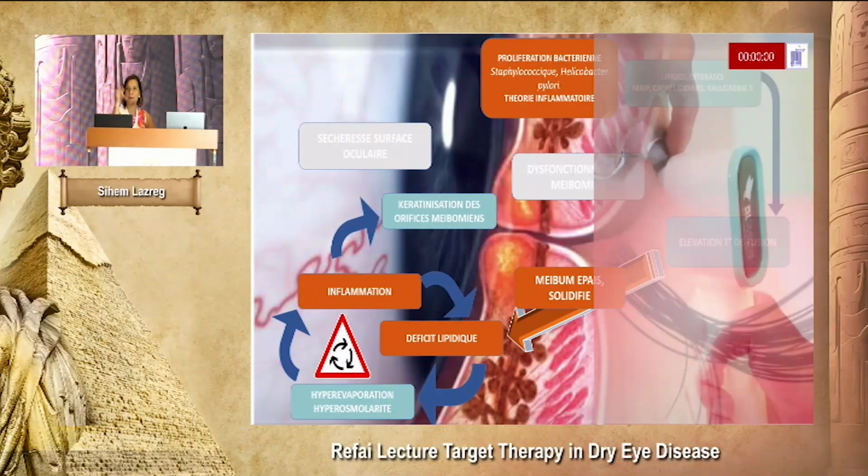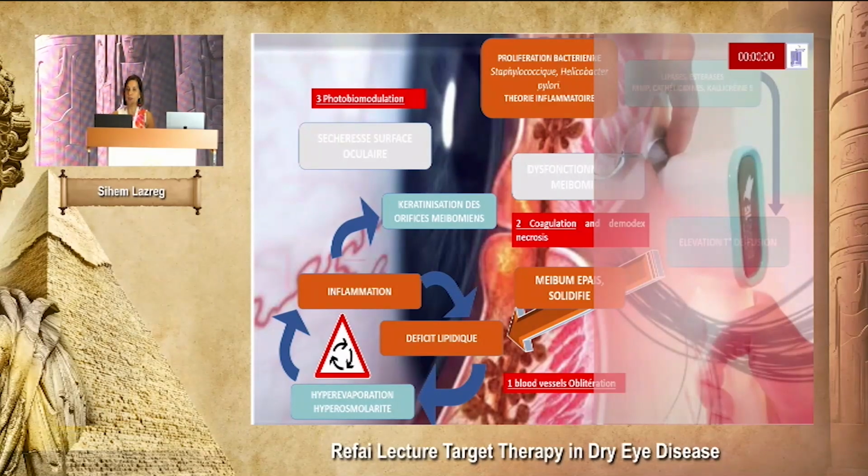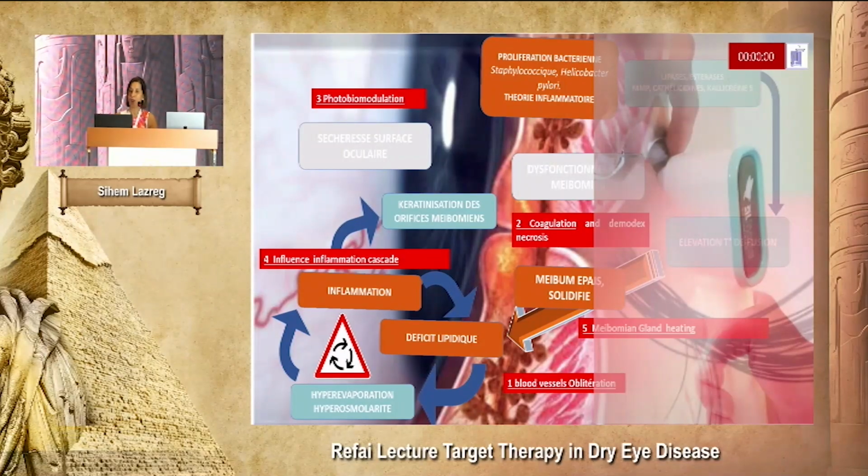If we are back to the vicious circle, we see these are all the actions of the IPL: the blood vessel obliteration, coagulation of the demodex, photobiomodulation, and influence of the inflammation cascade. This is why for the big inflammation, when we have a lot of inflammation, we can use the IPL because it obliterates all the nerve vessels, and it decreases the release of inflammatory markers. As you see, this is only the action of the IPL.